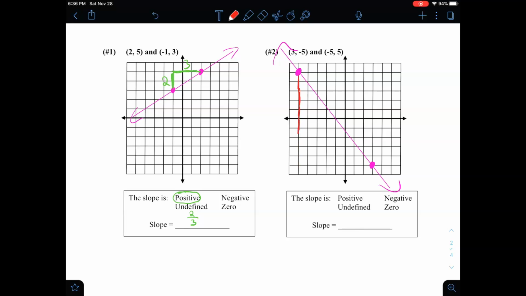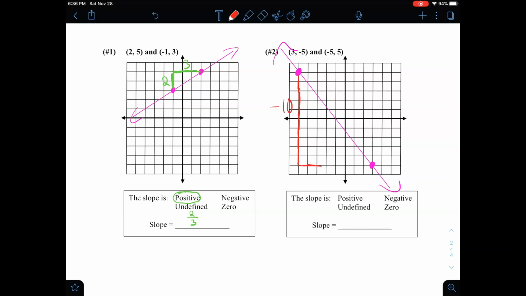Just going to shade down a little bit. So we go 1, 2, 3, 4, 5, 6, 7, 8, 9, 10. So you go down 10. Is that positive 10 or negative 10 if I go down 10? It's negative 10. We went down 10.